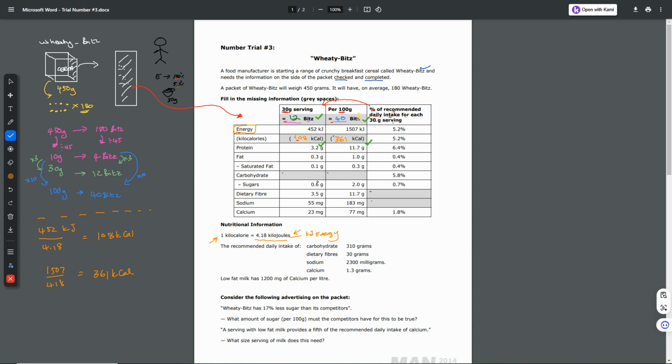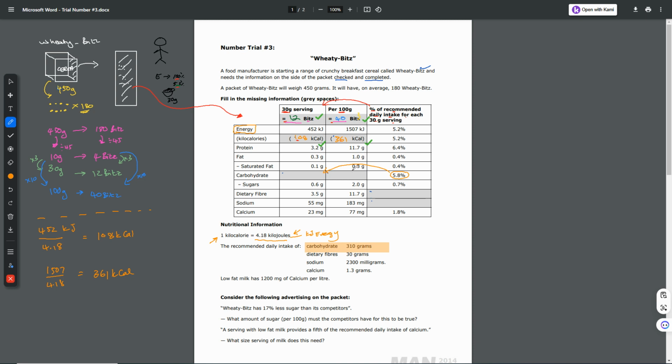As we move down, we can see carbohydrates is what we need here. Do we have information on carbohydrates? As we continue reading the question, it says the recommended daily intake of carbohydrates is 310 grams. And we are told that 5.8% will be contributed to that amount. So we're saying that 5.8% applies to 30 grams.